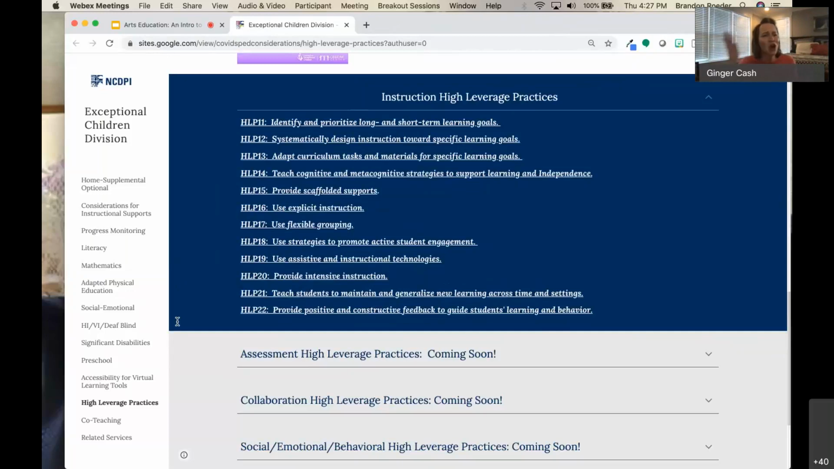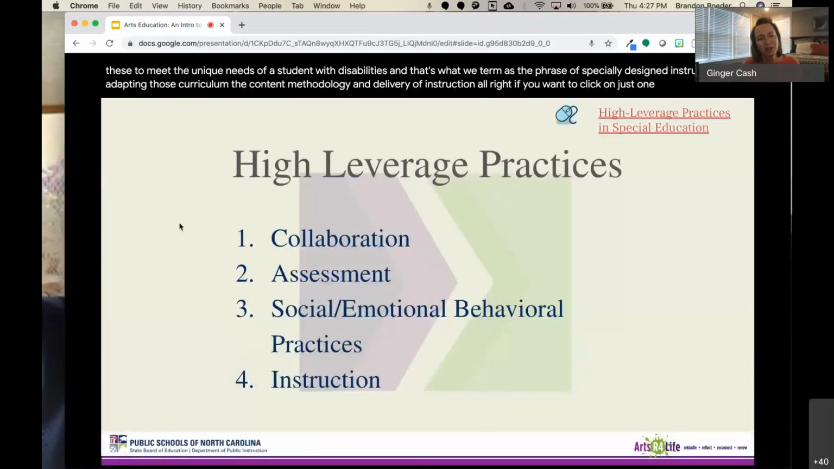A lot of times these are already embedded in our lesson plans, but how can we take those and really tie them to the unique needs of the disability and possibly even intensify or customize some of these to meet the unique needs of a student with disabilities? And that's what we term as the phrase of specially designed instruction, adapting the curriculum, the content, methodology, and delivery of instruction.